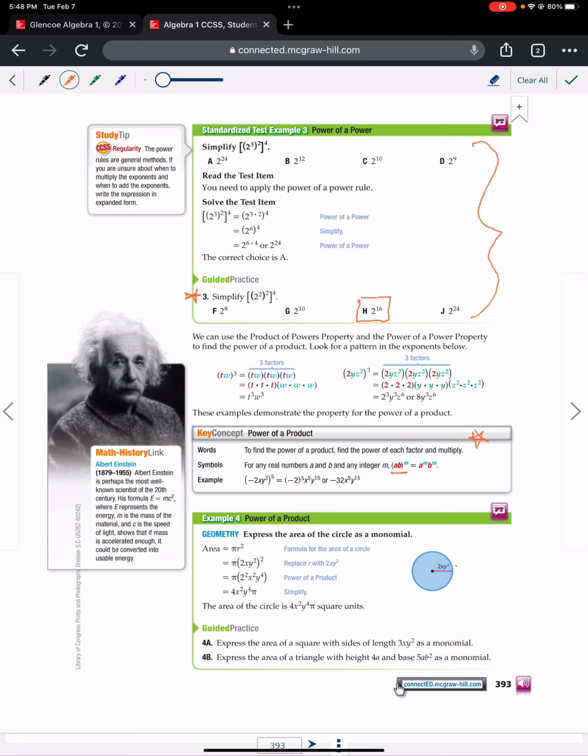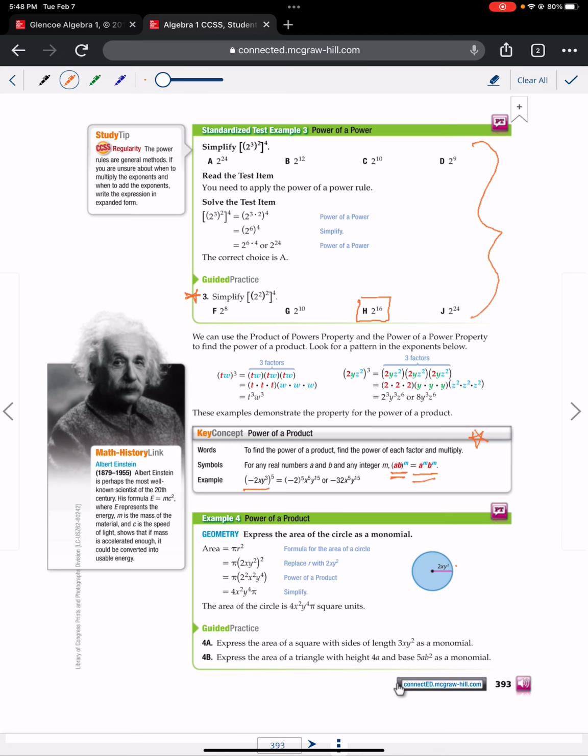So power of a product means you have two variables inside your parentheses, all being raised to one exponent on the outside. So A and B are our two variables on the inside of our parentheses, and M is our exponent. What you can do is rewrite that as each individual variable inside the parentheses, and raise each one of them to the power on the outside. So that's what that is.